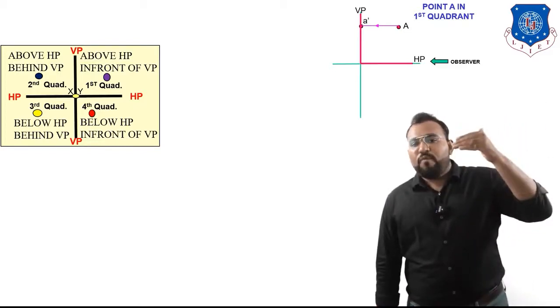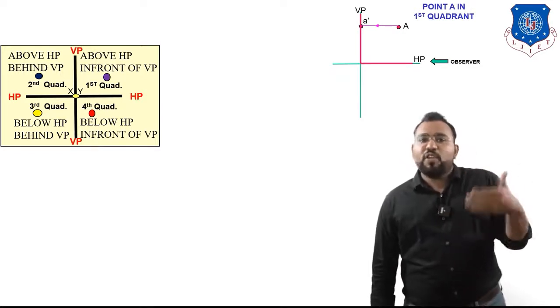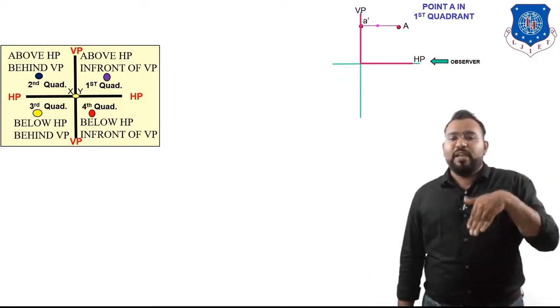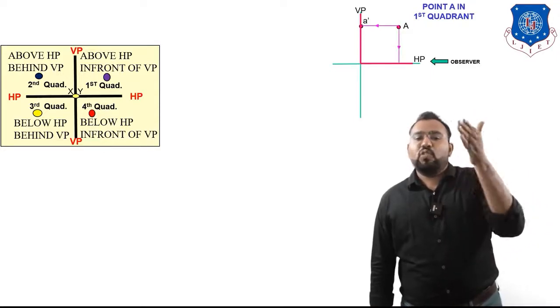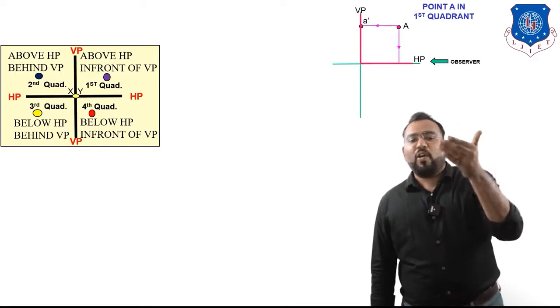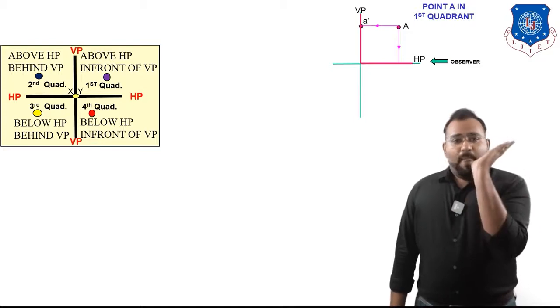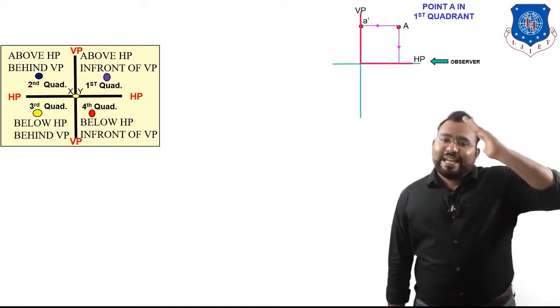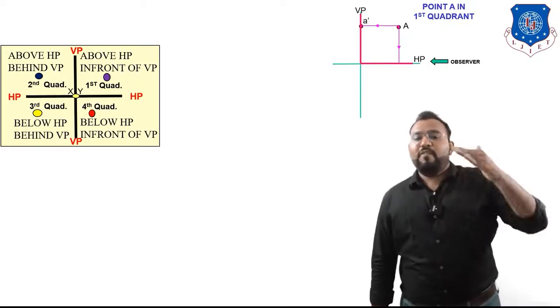Now to get the top view we have to take the projection of point A on HP, because we know that we get the top view on HP. So let us take the projection of point A on HP. So yes, like this. It shows the projection of point A on HP, but we know that we have to rotate the horizontal plane 90 degrees clockwise. So ultimately the projection on HP will look like this.